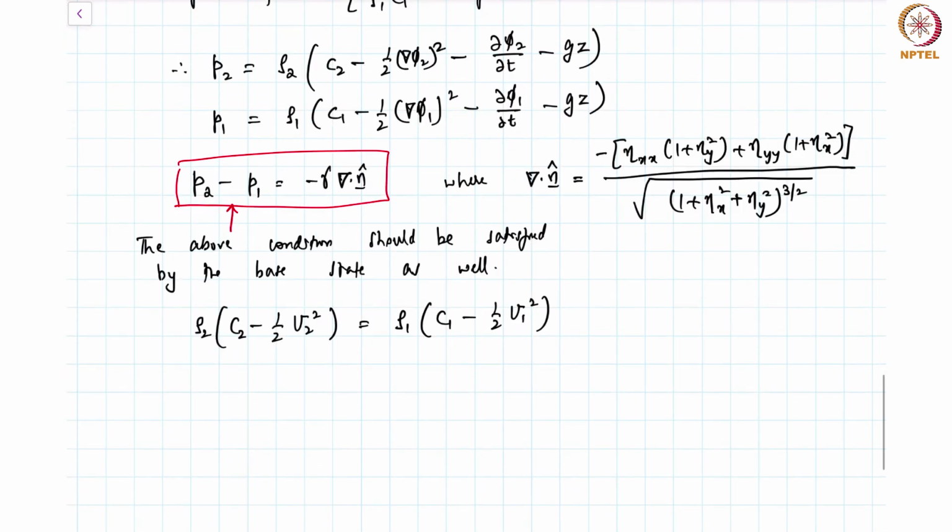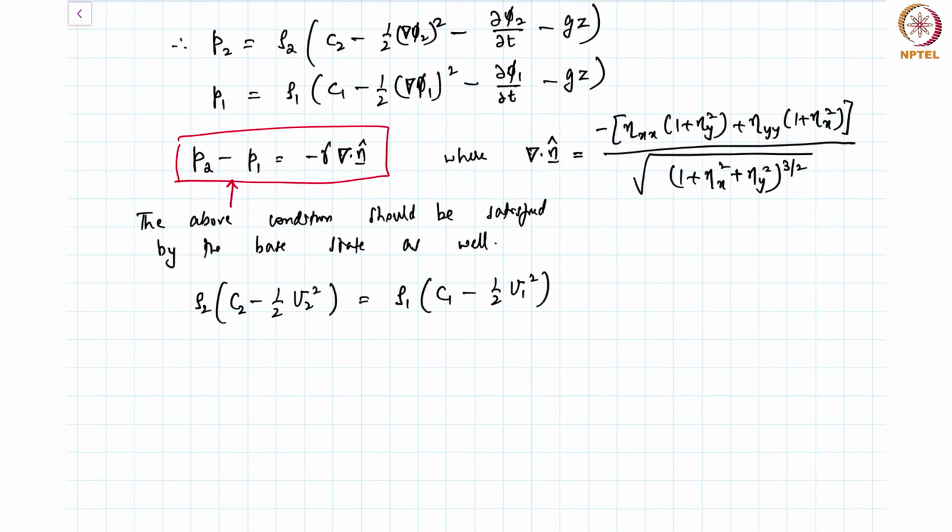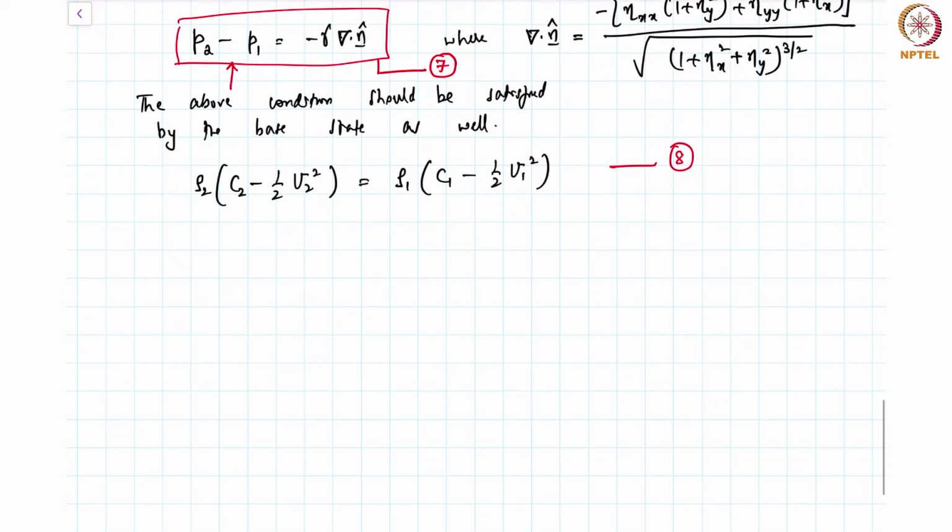Then we'll label this as 7. This is for the general case where P1 and P2 are basically given by this equation, and the base state condition, we'll call it as 8. So now that we have this, we have all the necessary equations.